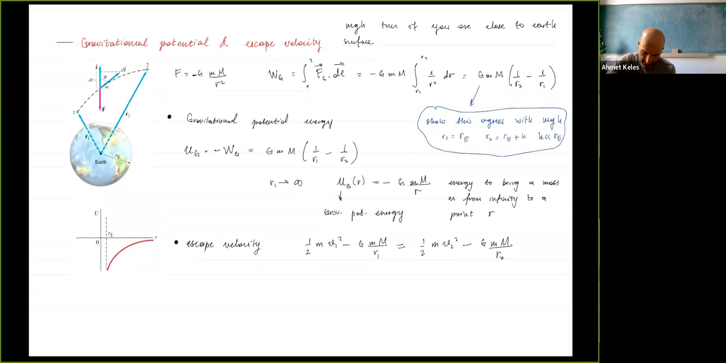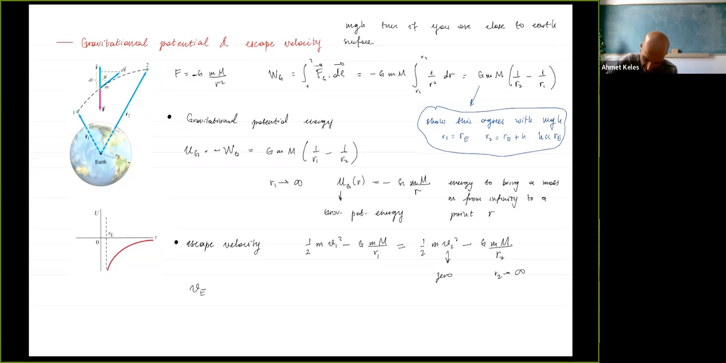Now I send one of these, R1 or R2, to infinity. Let's say this goes to infinity, and let's assume that V2 is equal to 0 at infinity. So I say, let my mass go to infinity with 0 velocity, and R2 goes to infinity. And this condition defines escape velocity.